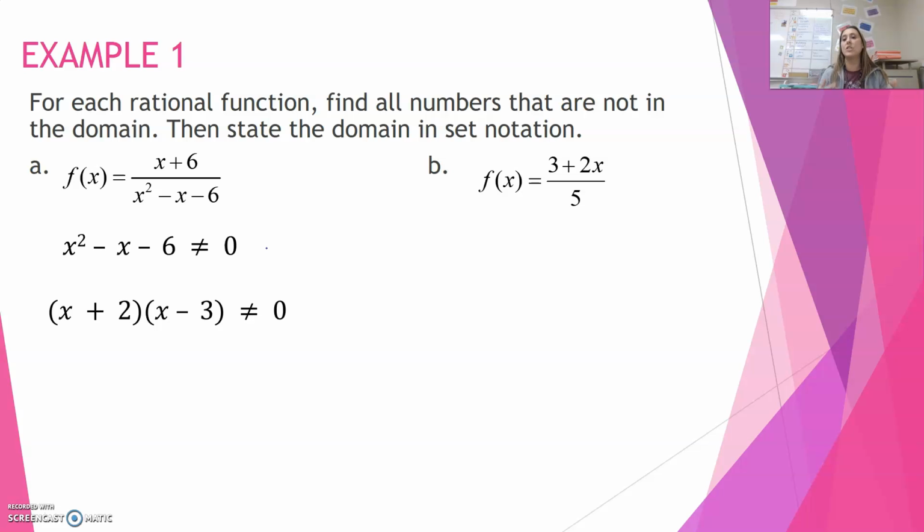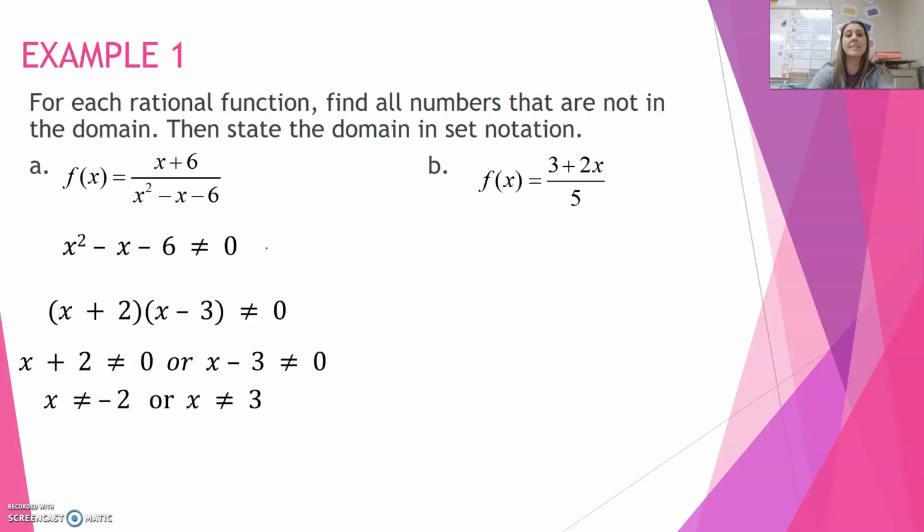Now we solve it just like we would solve it if we were looking for the x-intercepts. We set each factor not equal to 0 and solve. So x plus 2 is not equal to 0, or x minus 3 is not equal to 0. Then we end up with x cannot equal negative 2, and x cannot equal positive 3. So our final answer for the domain is all real values of x such that x cannot equal negative 2 or 3.